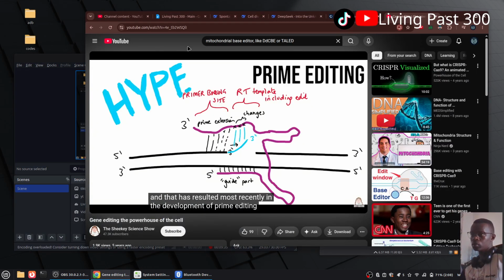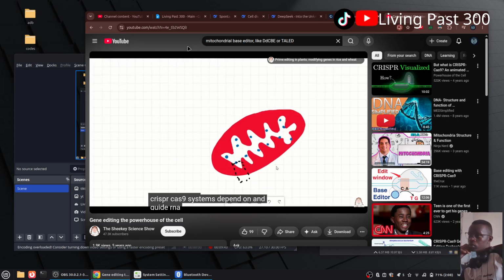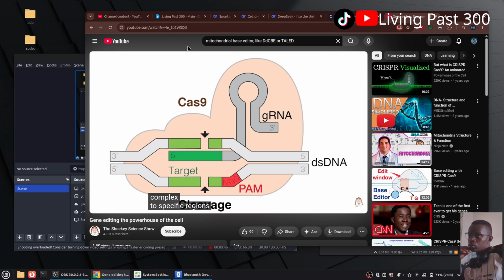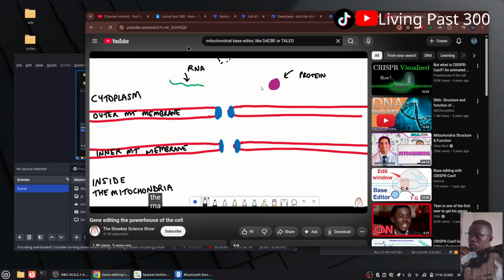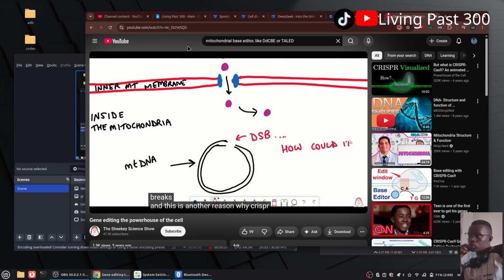But to be able to modify mitochondrial DNA, an alternative strategy was required, and this is because CRISPR-Cas9 systems depend on a guide RNA that targets the CRISPR-Cas9 complex to specific regions of DNA. But getting the RNA into a mitochondria is pretty unfeasible for a cell. Secondly, the mitochondria lacks efficient mechanisms to be able to repair double-strand DNA breaks, and this is another reason why CRISPR would be ineffective for editing mitochondrial DNA.